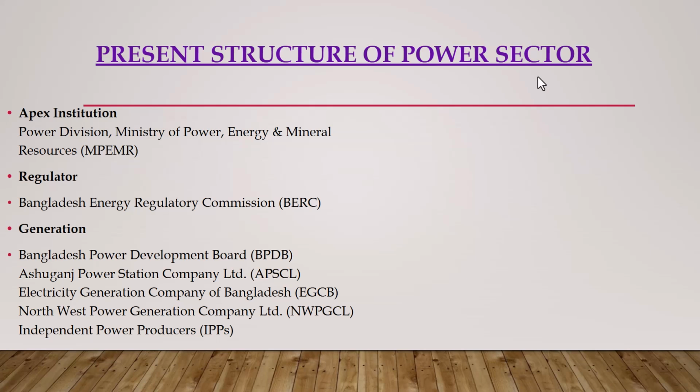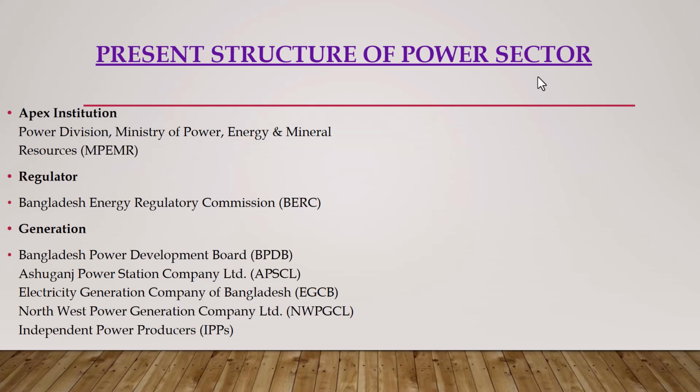Below the regulatory layer, we have the generation entities, and this is where electricity is actually produced. The Bangladesh Power Development Board, or BPDB, is the key public sector player here. It's the largest and oldest body involved in electricity generation. But BPDB isn't alone anymore. Over time, several other generation companies have emerged, including Ashuganj Power Station Company Limited, Electricity Generation Company of Bangladesh (EGCB), and Northwest Power Generation Company Limited. These are typically state-owned but operate more like corporate entities with some operational independence.